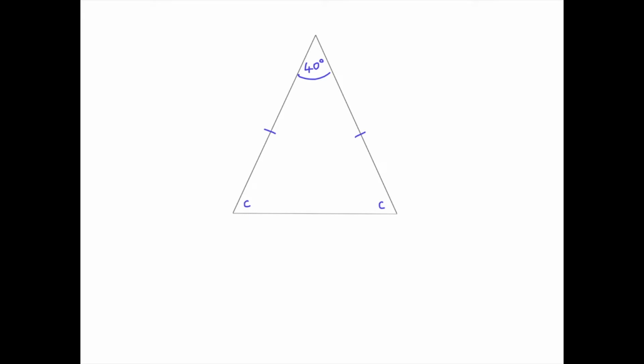All we have to do is do 180, take away 40. That gives us 140. So we've got 140 degrees left for those two angles. So what we need to do is find half of 140, which is 70. So the size of each angle C is 70 degrees.